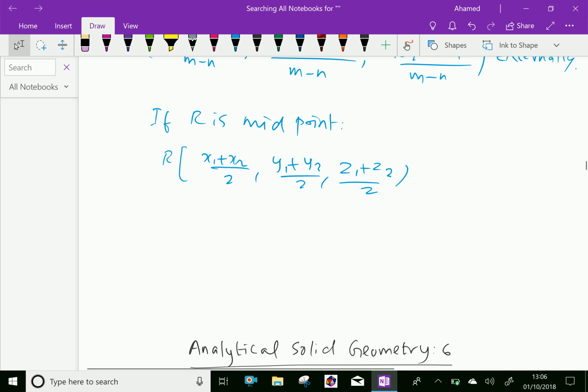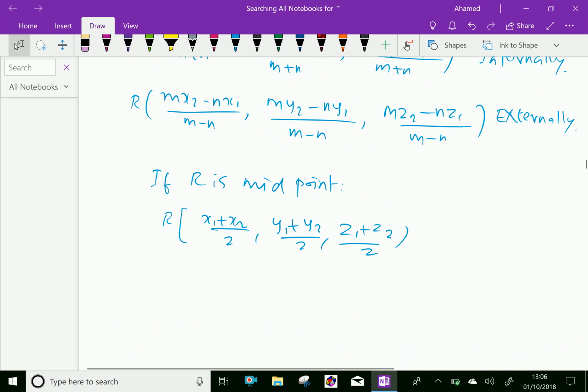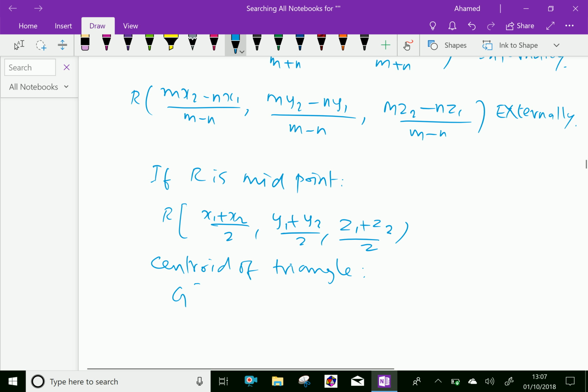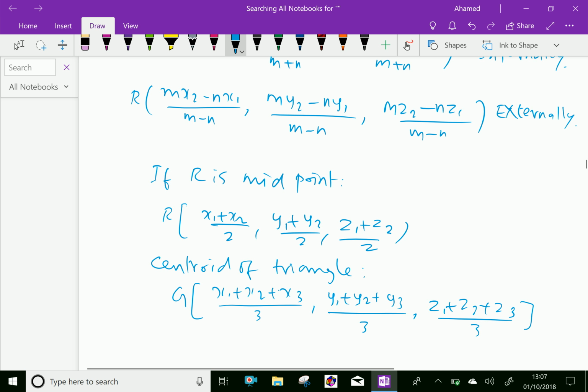One more note: the centroid of a triangle in space with vertices (x1, y1, z1), (x2, y2, z2) and (x3, y3, z3) is G ((x1 plus x2 plus x3) over 3, (y1 plus y2 plus y3) over 3, (z1 plus z2 plus z3) over 3). This is the coordinate of the centroid of a triangle.